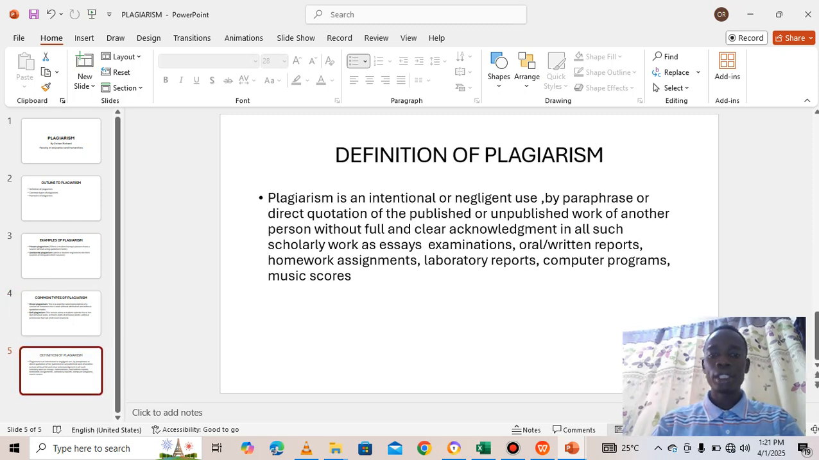Plagiarism is an intentional or negligent use, by paraphrase or direct quotation, of the published or unpublished work of another person without full and clear acknowledgement, in all such scholarly work as essays, examinations, oral or written reports, homework assignments, laboratory reports, computer programs, music scores. So it's just a form of intentional, negligent or even deliberate use by paraphrase or direct quotations of this published or unpublished work of another person without their full acknowledgement, to give you a go-ahead to use their details or their work.